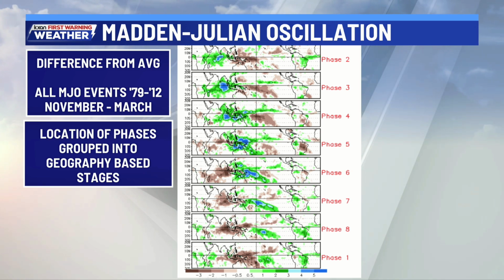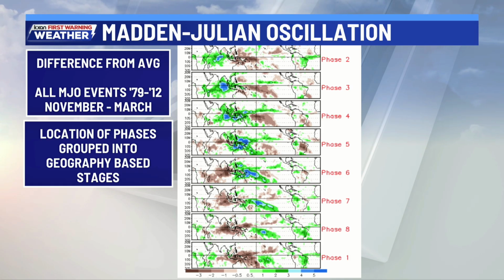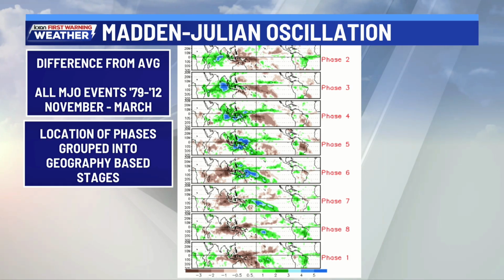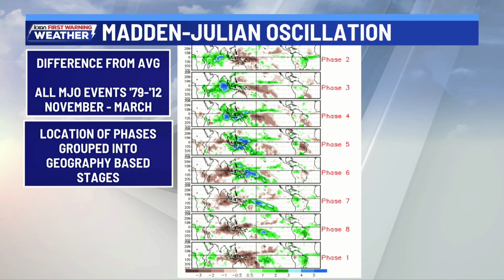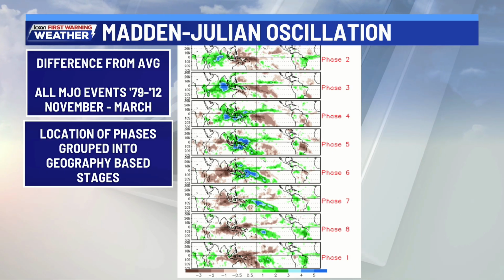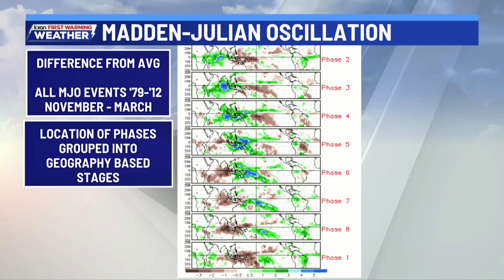So we're looking at all the MJO events, all these clusters documented from 1979 to 2012 during that November through March timeframe. Again, we talked earlier about what season these are most watched, and that is November to March for the Madden-Julian Oscillation. They're looking at where these clusters of storms and showers are as they move across the planet every 30 to 60 days from start to finish. So I think this is really interesting.